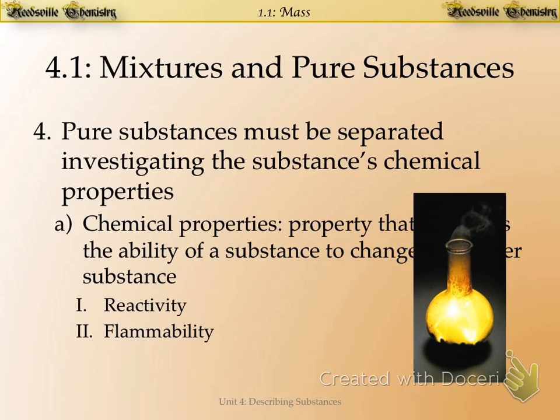The other chemical property that usually rears its head is flammability. We can describe substances based on their flammability as well. Helium gas is not flammable. Oxygen gas, hydrogen gas is flammable. So if we have two unknown gases, we light a match to one and it does nothing, it might be helium gas. If we light a match to the other and it explodes, boom, it might be hydrogen gas. Okay, so that is the chemical property there. All right, that is 4.1.